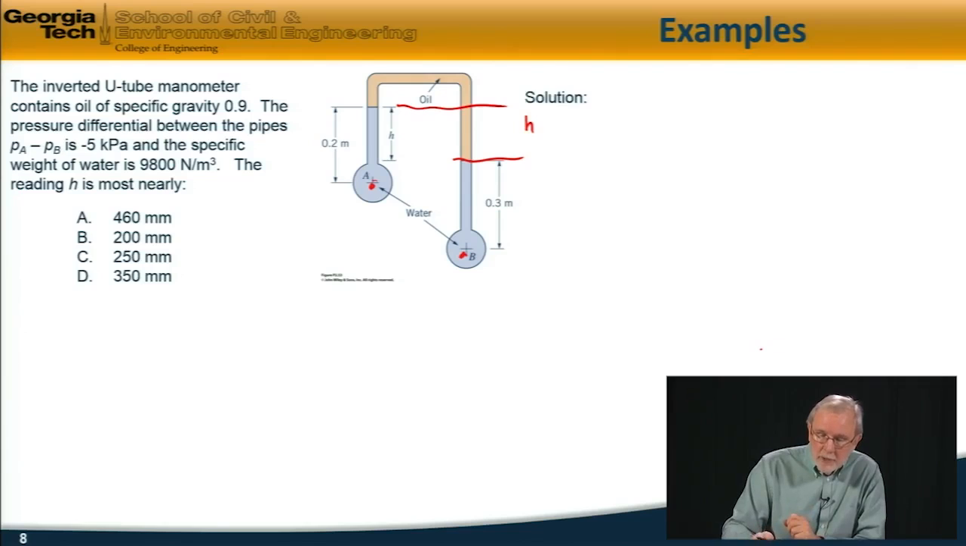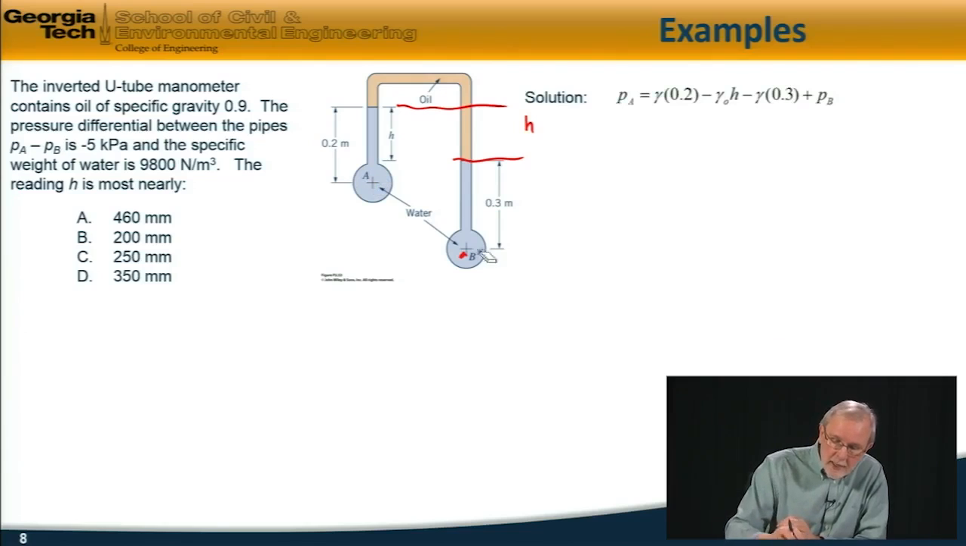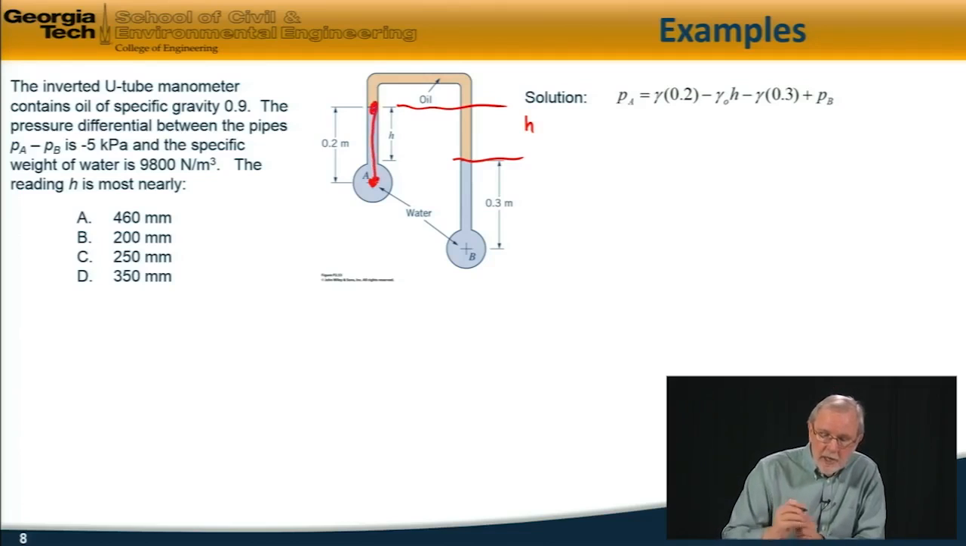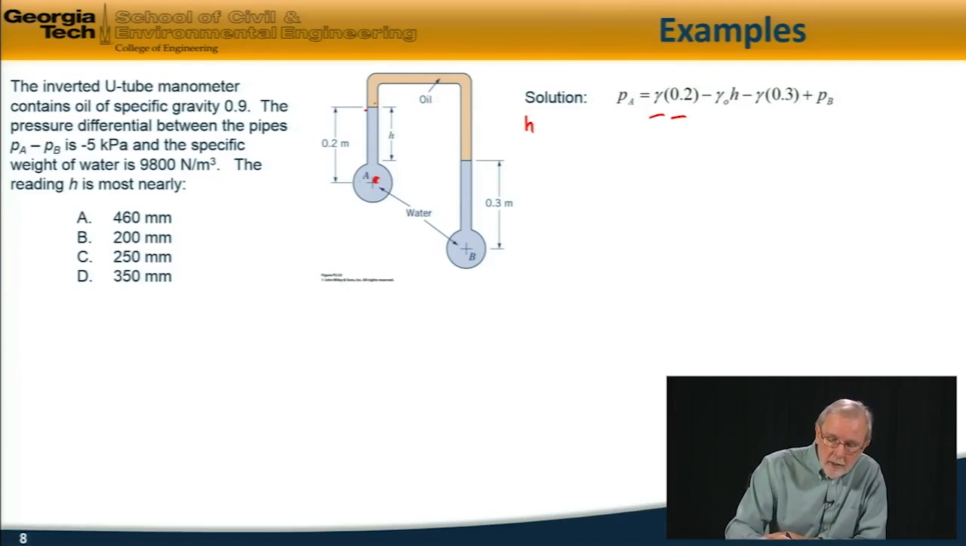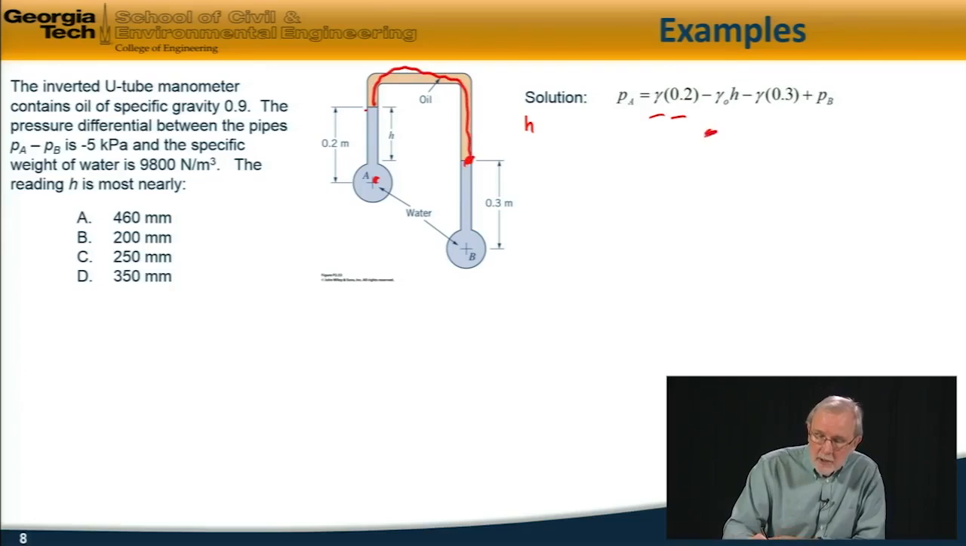So again, follow the same procedure. We start here at the left-hand side, so I write the pressure here as PA, then go through here to this meniscus. So that is equal to the pressure due to this column of fluid here, which is positive because this meniscus is higher, specific weight times the height, which is 0.2. Then I go through the oil here, from here to here. This meniscus is lower, so it's going to be negative, and the pressure is gamma O, specific weight of the oil, times H.